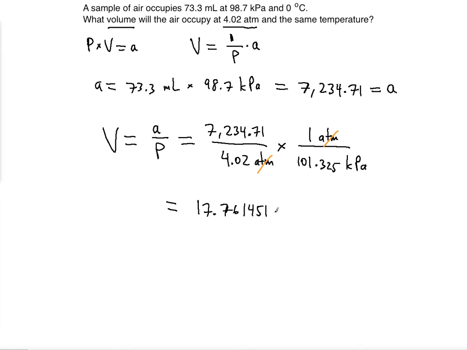So if you do this in your calculator, you will get 17.76145181 milliliters. And you have to round this to the correct number of significant figures, which is 3: 1, 2, 3, 1, 2, 3, 1, 2, 3. So the least number is always 3. Don't mind this 0 because the 0 is not a measurement in this case.